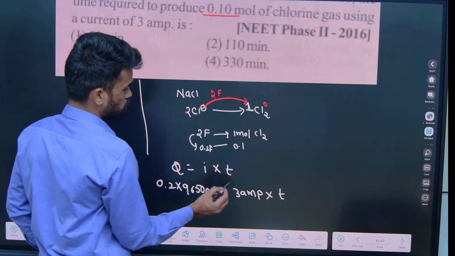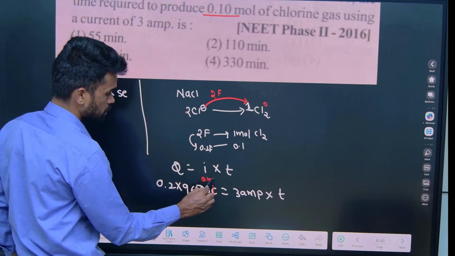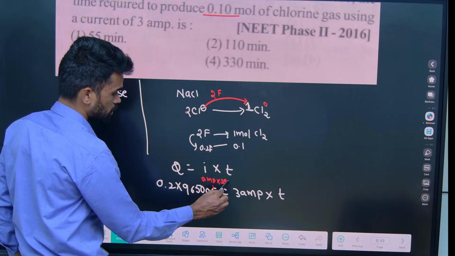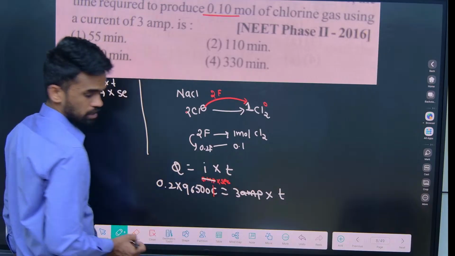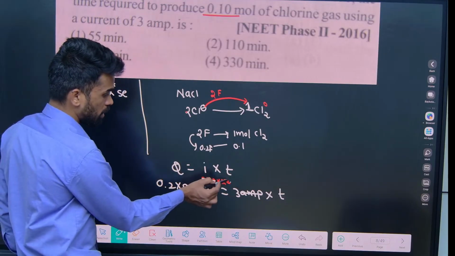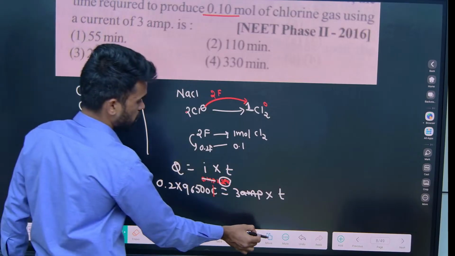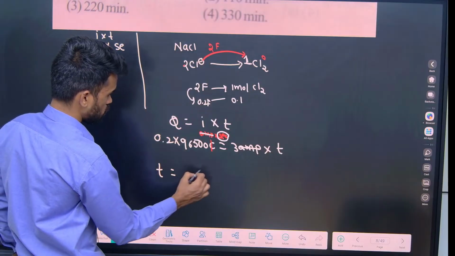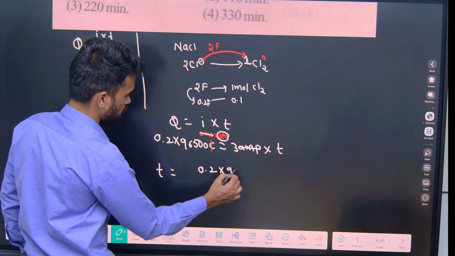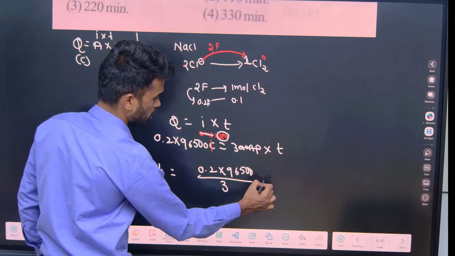So here coulomb means what I can write? Amperes into second. So amperes are cancelled. Now we are getting the answer in seconds. All options are in minutes, so try to convert into that form. So time is equal to 0.2 into 96500 by 3 seconds we got now.